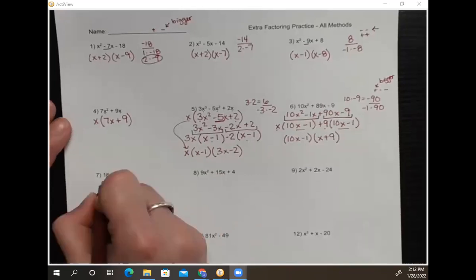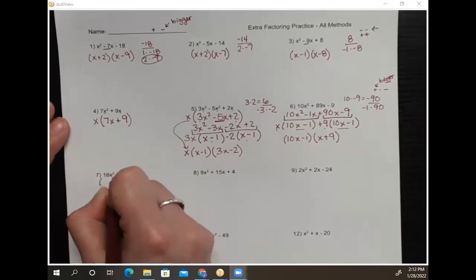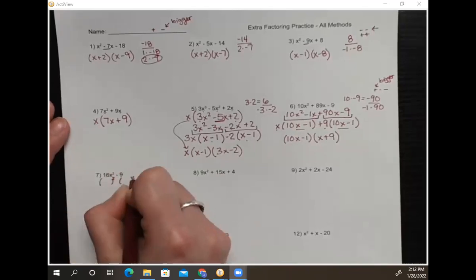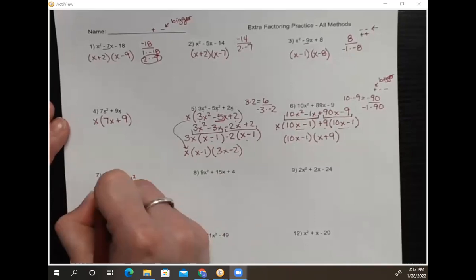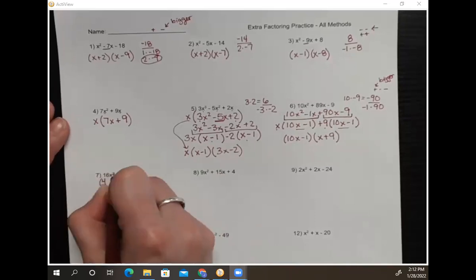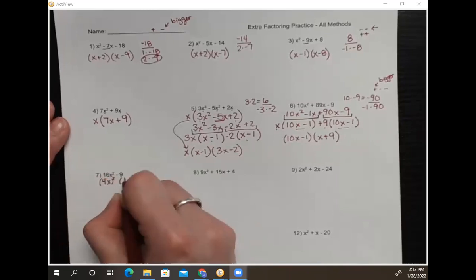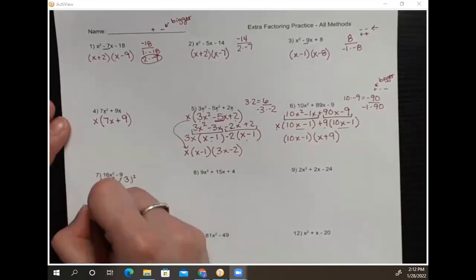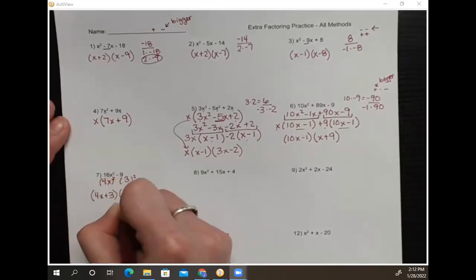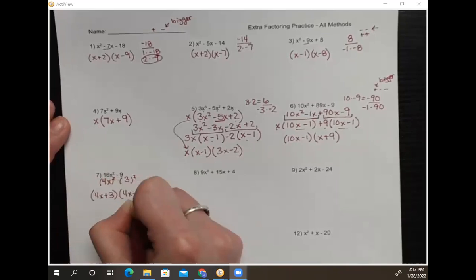So remember, the idea was I look at what did I square to get the first thing and what did I square to get the second thing. So to get 16, we would have to square 4. To get x squared, we'd have to square x. And to get 9, we'd have to square 3. My factored form then is 4x plus 3 times 4x minus 3.